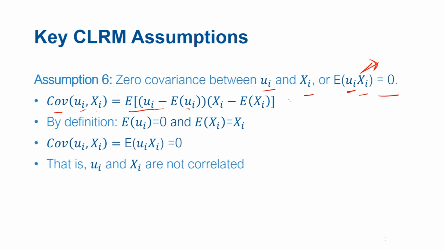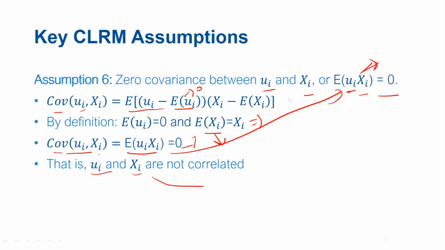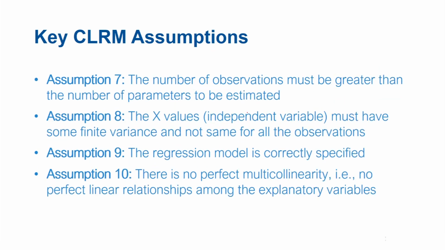Notice here, we already know that the expected value of mu i is 0. So the covariance of mu i and xi simply becomes the expectation of mu i xi, which is 0, which in simple terms says that the correlation between mu i and xi is 0, because like we said earlier, correlation is nothing but the standardized form of covariance. So mu i and xi are not correlated, which is our assumption 6. Then the remaining assumptions are quite intuitive as well.